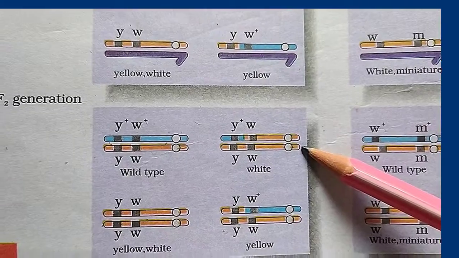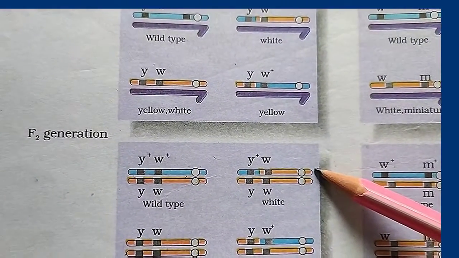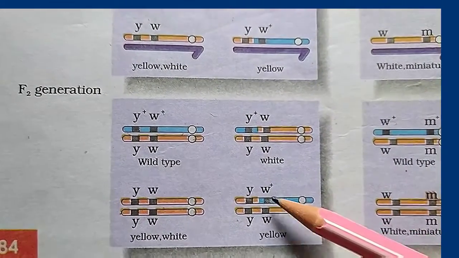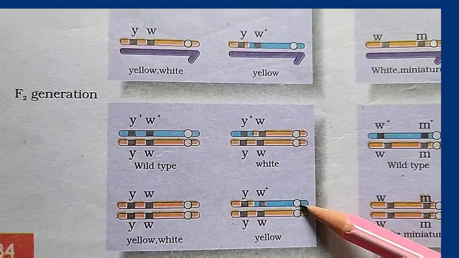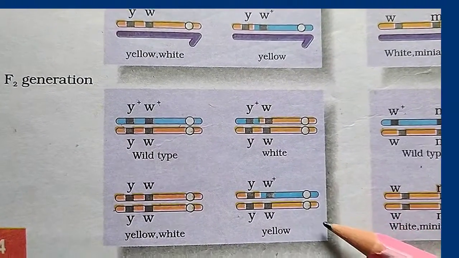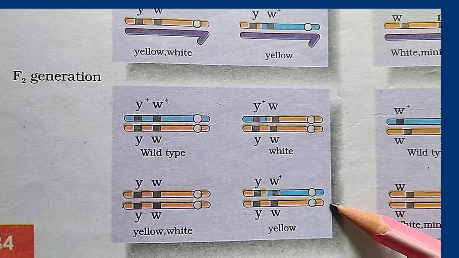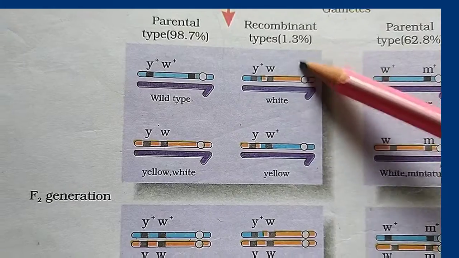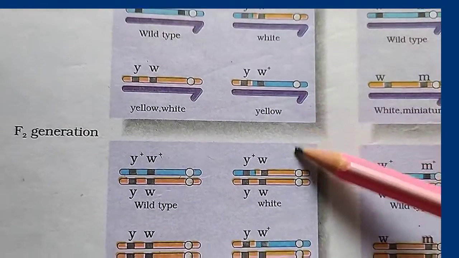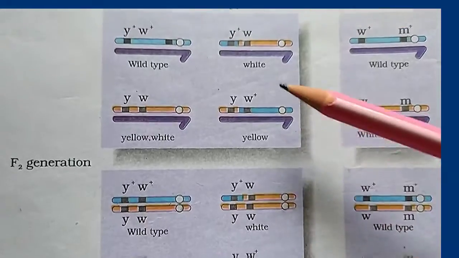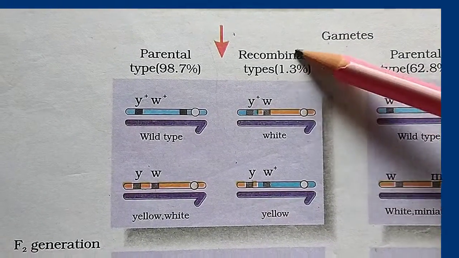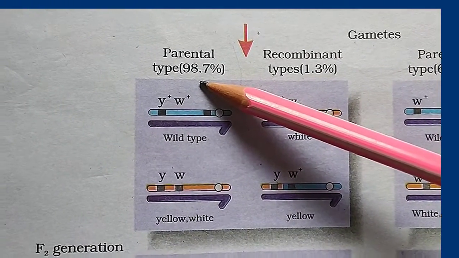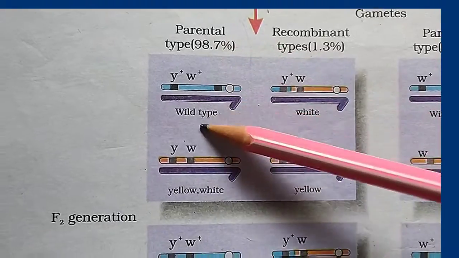Okay, this X chromosome is from father and this is from mother, F1 female. This X chromosome which carries y, w plus is from F1 female. This is from F1 male. So these are different non-parental types: white, yellow, white, yellow. So recombinant types are only 1.3%. Parental types are 98.7%. This is linkage.